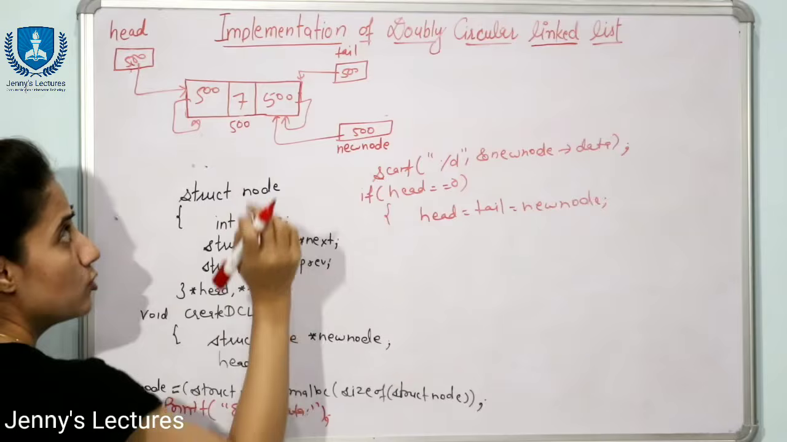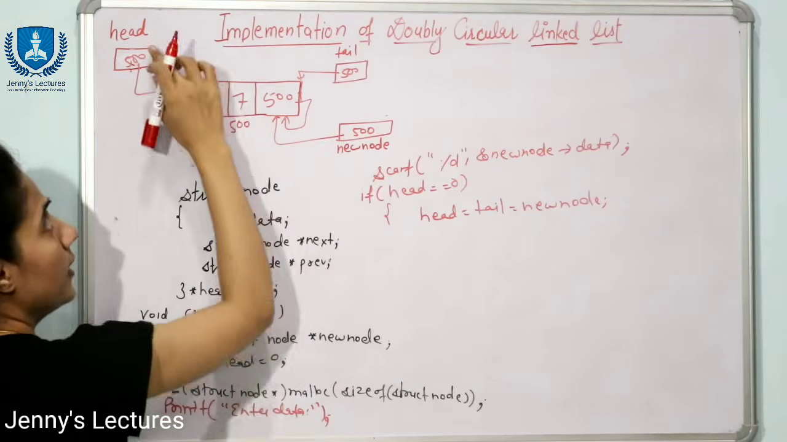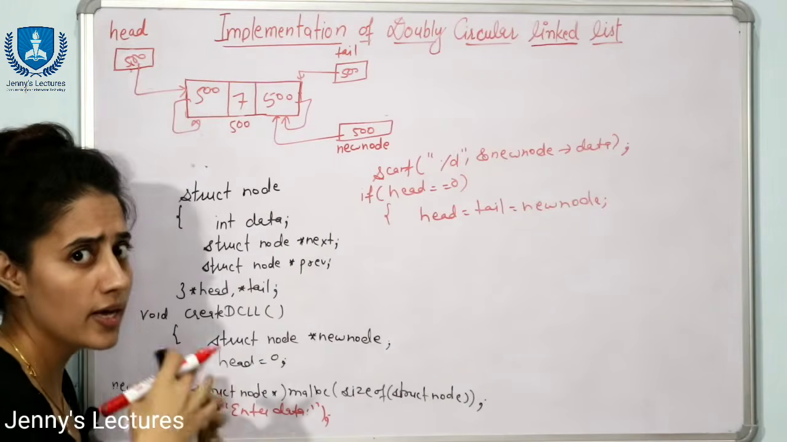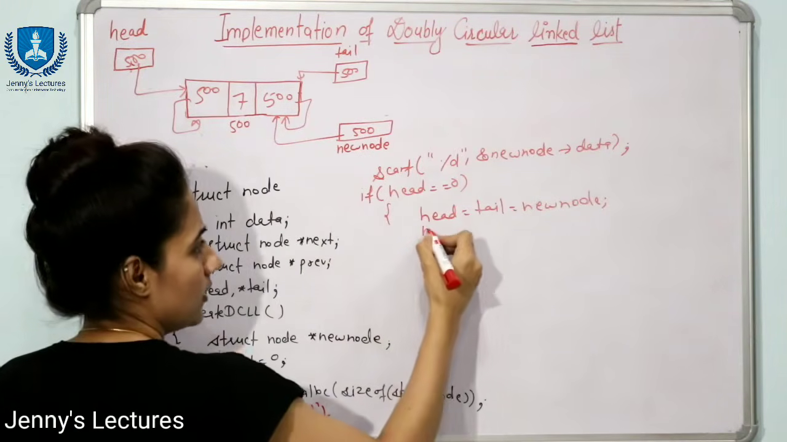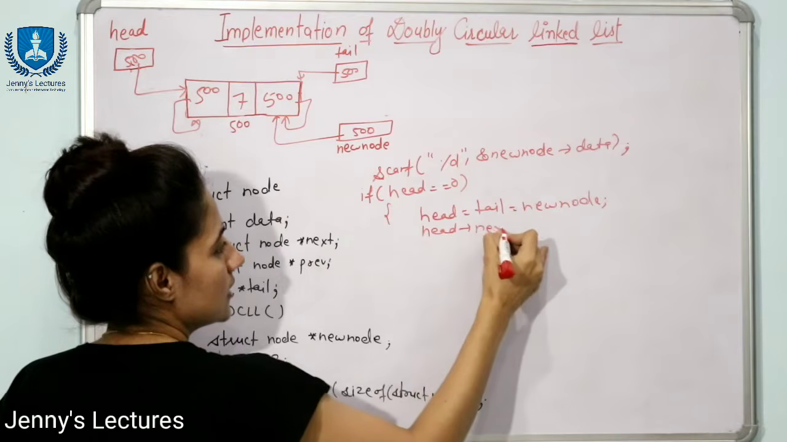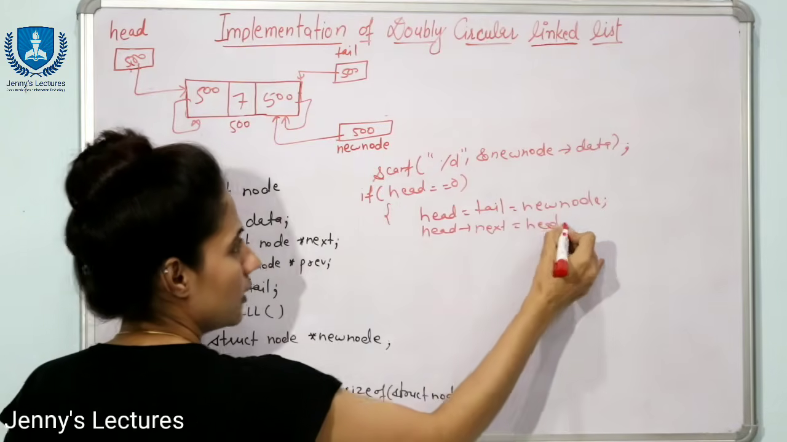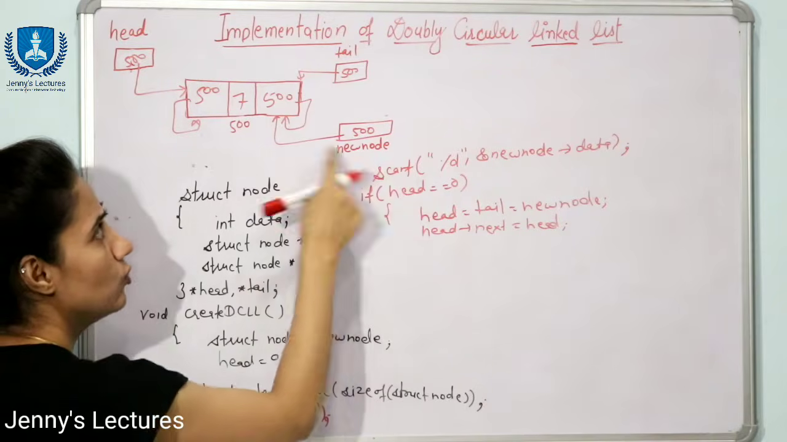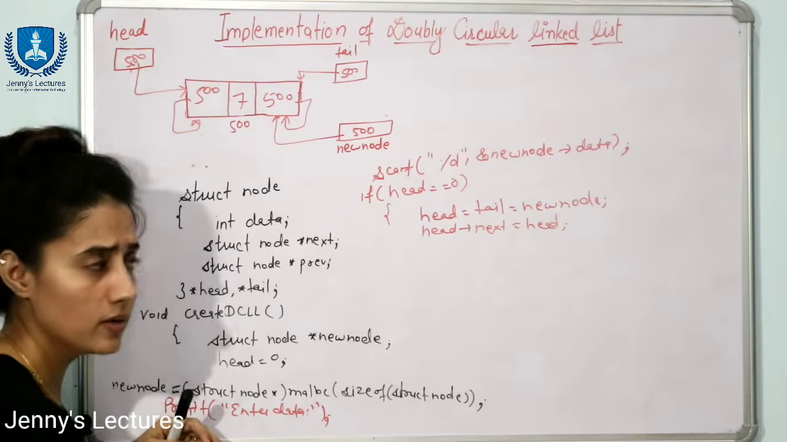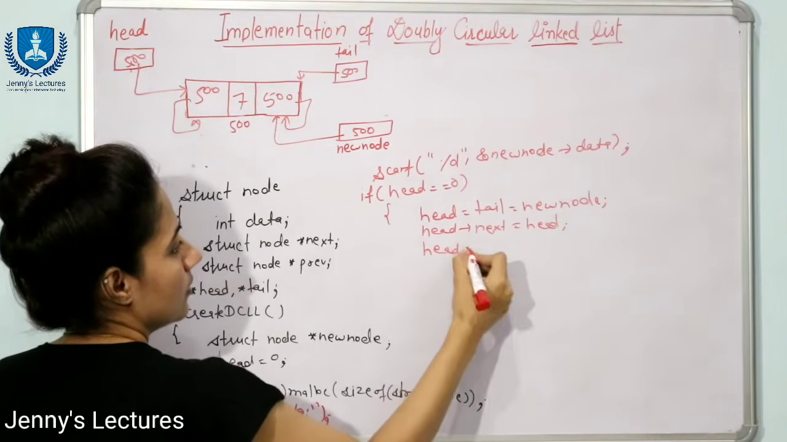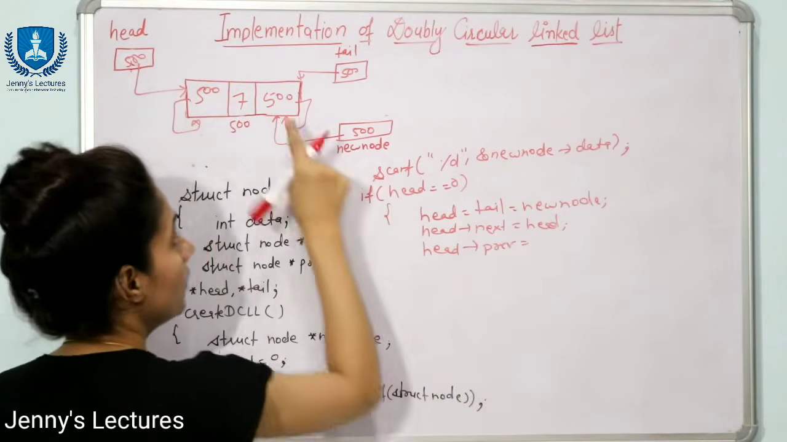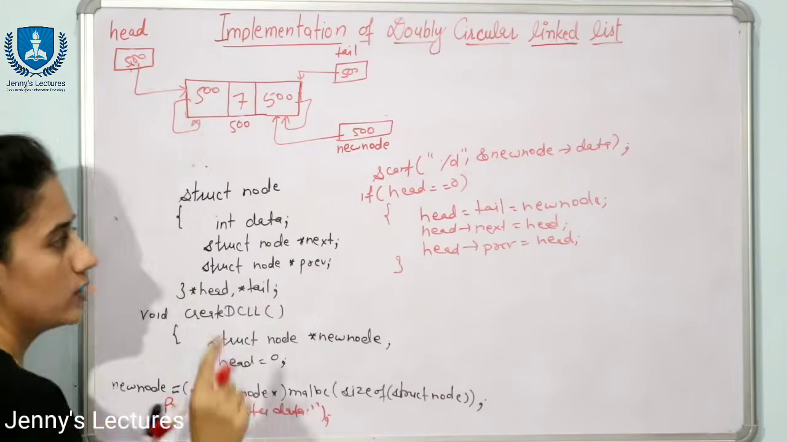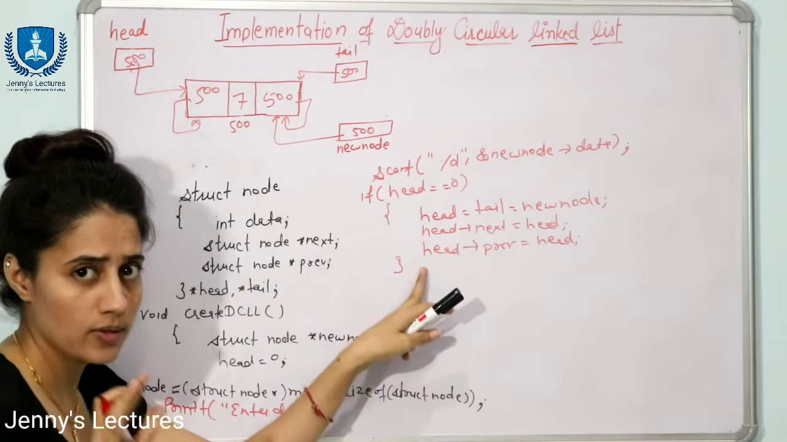So now how you can access this part? See, tail, new node and head, all the three pointers are pointing to this node, so you can access it using any pointer. Suppose I am writing here head of next equal to head, that is also fine. If you write tail of next equal to tail, that is also fine. If you write new node next equal to new node, that is also fine, right? And now the third thing, head of previous is equal to head, right? So now this is done if there is no node in the list.